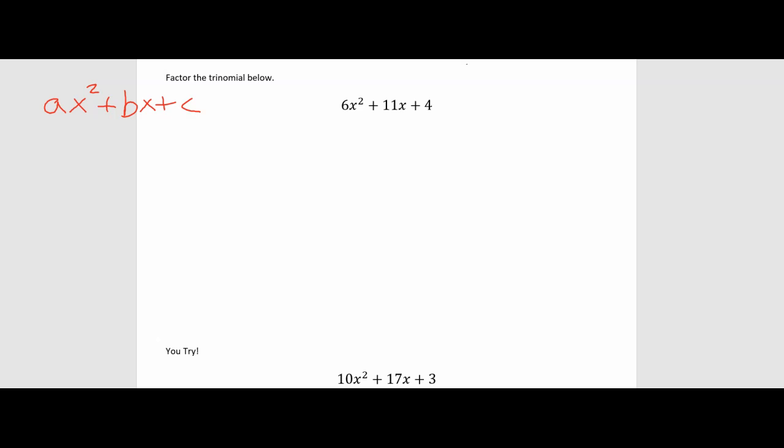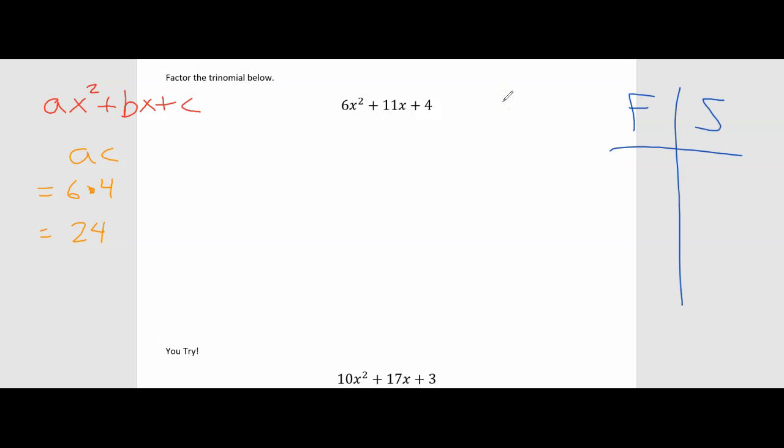Well, the first thing we're going to do for the AC method is multiply a times c. So in this case, we get 6 times 4, which gives us 24. Once we multiply a times c, we are then going to use the factor sum chart, just like we did for when a is equal to 1. So I'm going to do that over here.